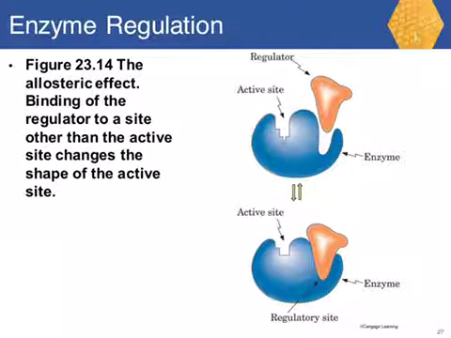So you might be thinking right now that this is a lot like non-competitive inhibition. How is it different? Because they're both binding to the apoenzyme, changing the shape of the active site. So let me say this. All non-competitive inhibition, which is what I talked to you about earlier, is a form of allosteric inhibition.